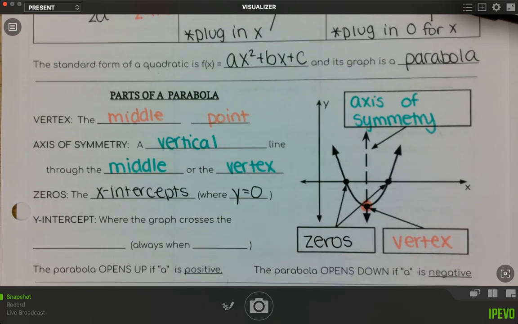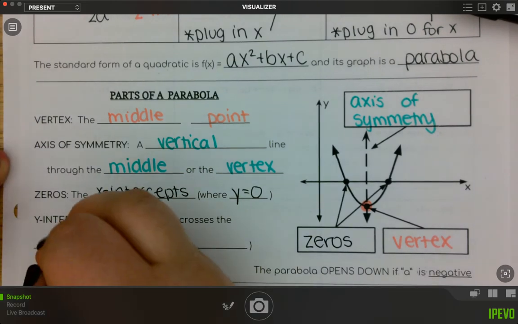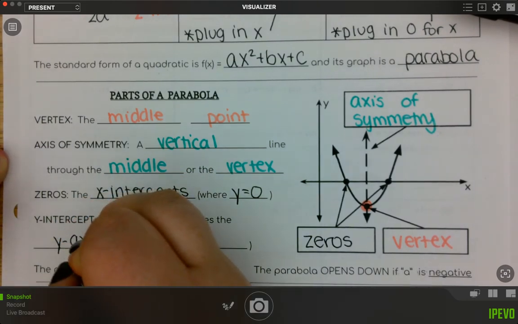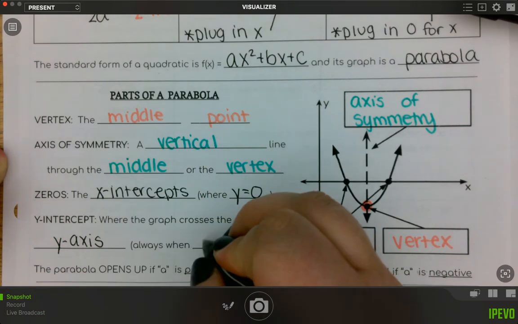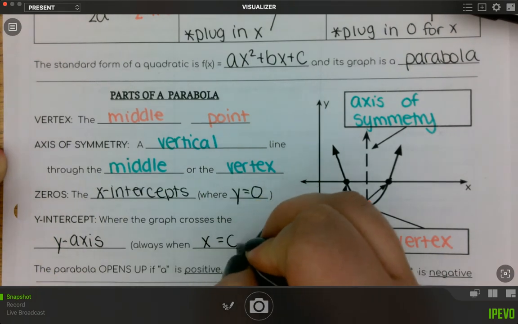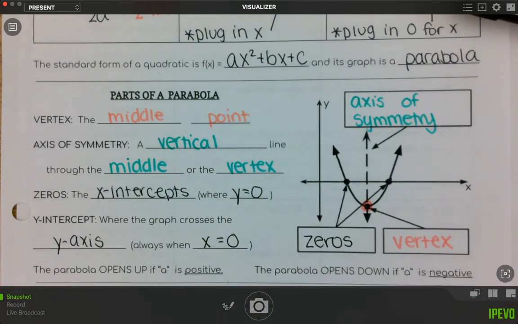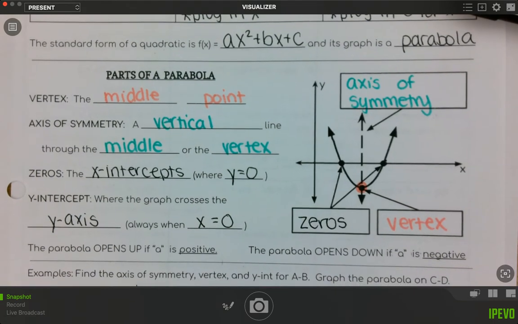Then the fourth part is the y-intercept. This is where the graph crosses the y-axis. And whenever that happens, x always equals 0. Okay? And those are kind of the 4 main parts of a parabola.